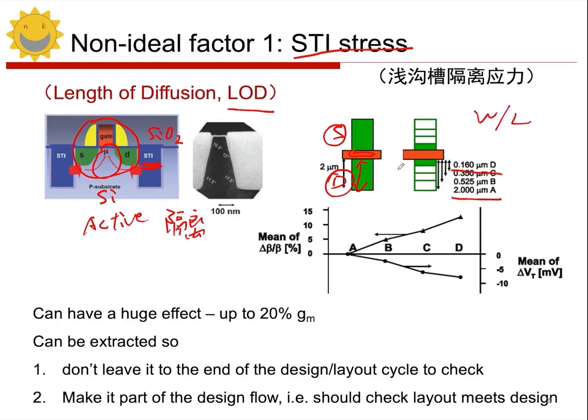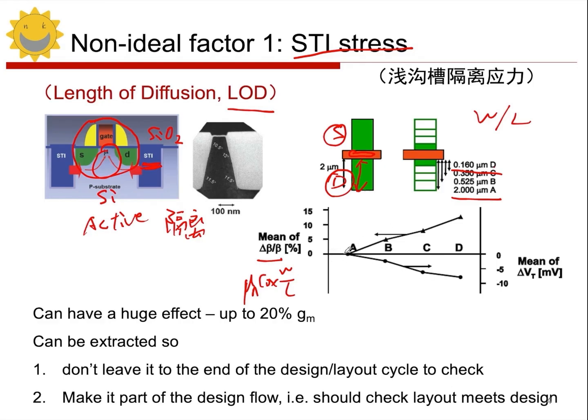Now, let's take a look at these 4 transistors, A, B, C, and D, and their threshold voltages, as well as the beta parameter. Now let's take a look at the beta parameter and the threshold voltage parameter, and we can see the deviation situation.